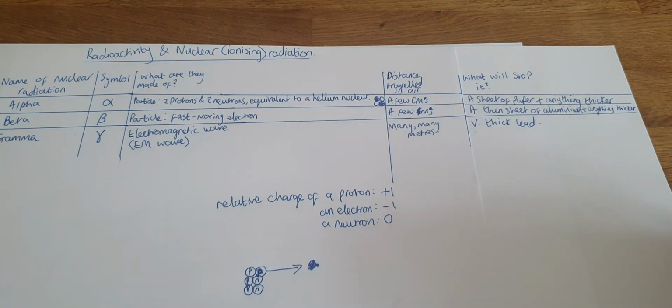Okay, so very thick lead, or many meters of concrete. But really it's quite hard to stop gamma radiation. What else do I want you to know about these types of radiation? I suppose I'd like you to know what uses they have.